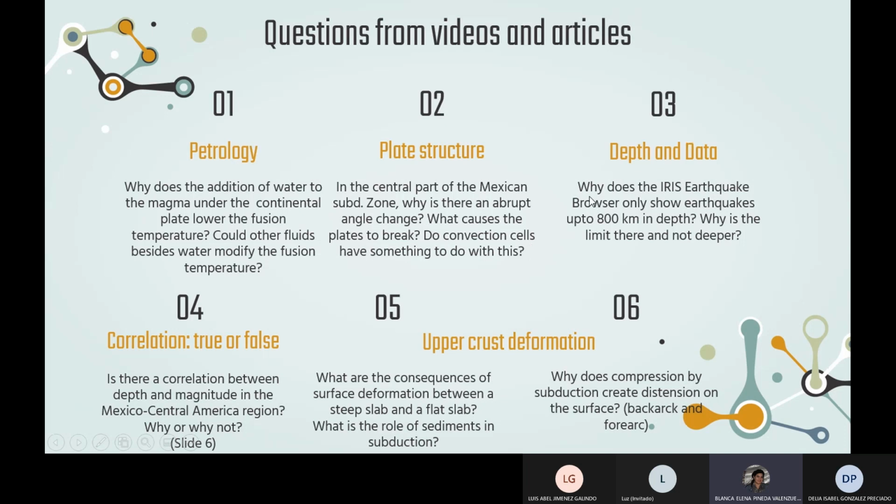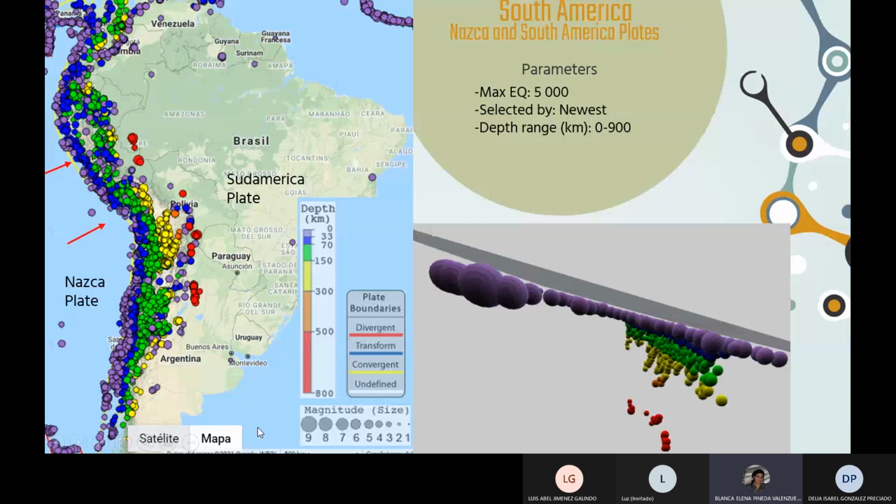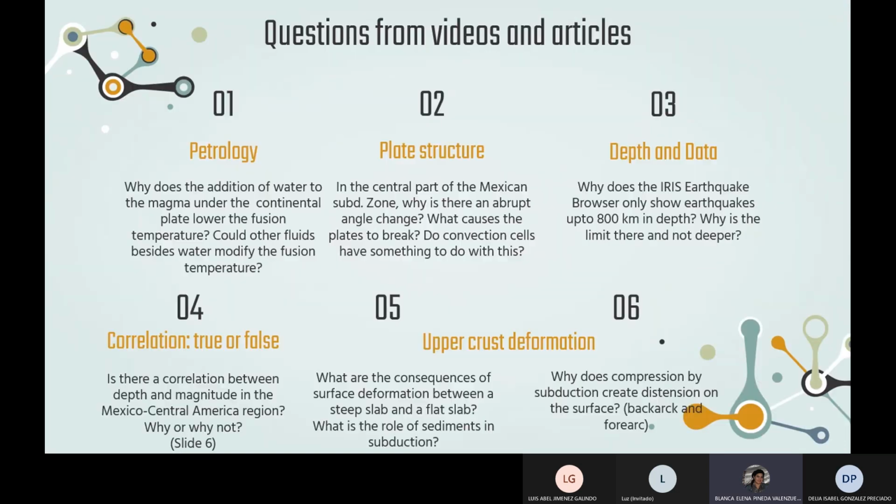Regarding depth and data, why does the IRIS earthquake browser only show earthquakes up to 800 kilometers in depth? Why is there a limit there and not deeper? Regarding correlation, true or false: is there a correlation between depth and magnitude in the Mexico Central American region? Why or why not? This is regarding this graph here.